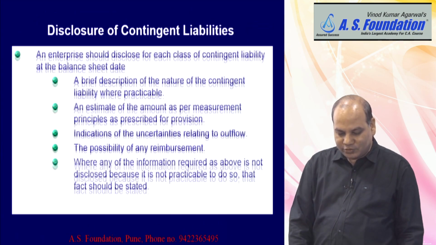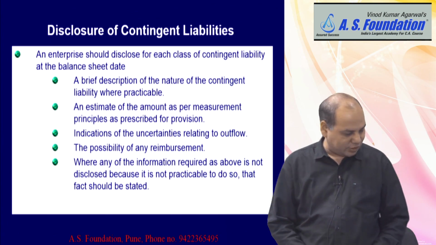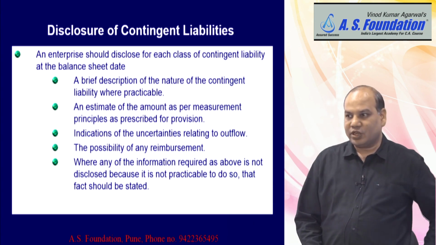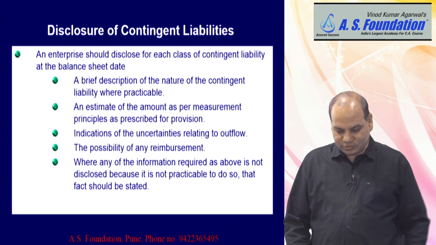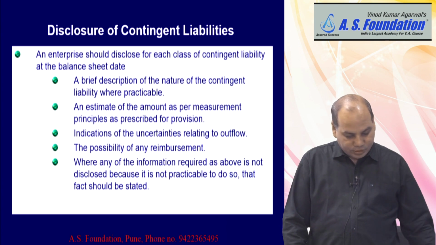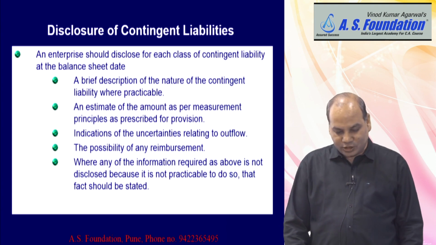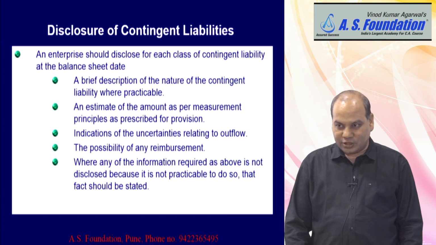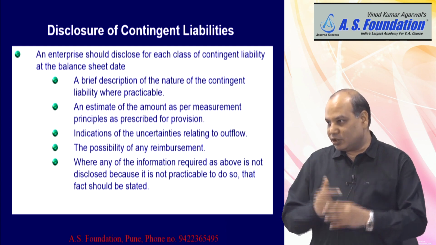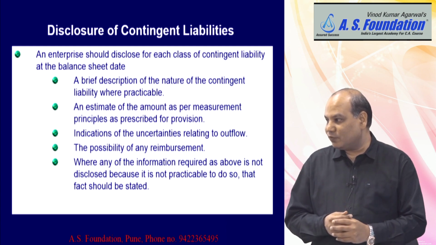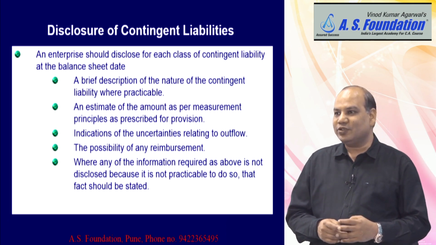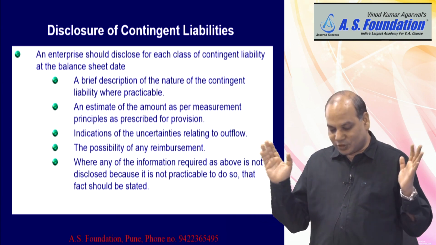Now disclosure requirement for contingent liability, 4-mark question. What are the disclosure requirements for contingent liability as per Accounting Standard 29? So you will say an enterprise should disclose for each class of contingent liability at the balance sheet date. Each class means suppose you have a contingent liability for guarantee given, contingent liability for bills discounted, contingent liability for income tax dispute, contingent liability for workers' dispute, for each class.